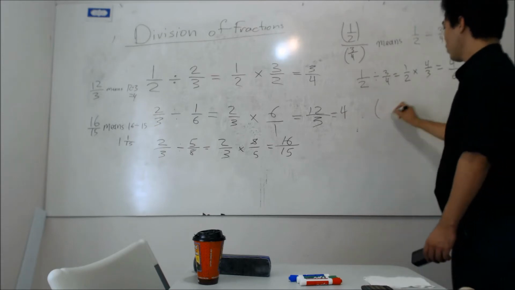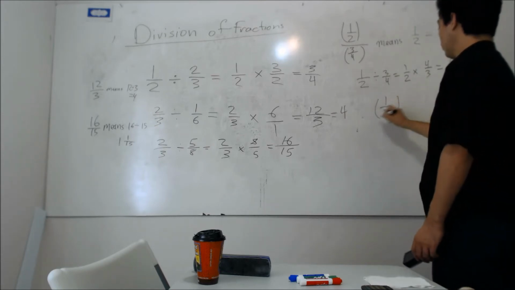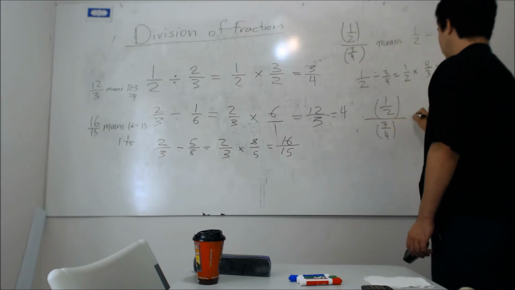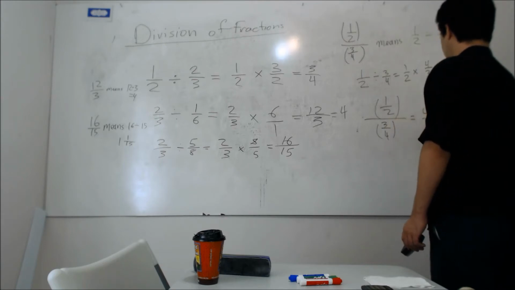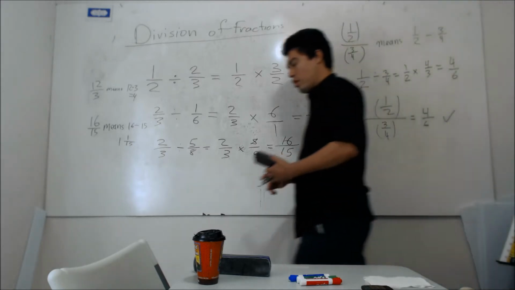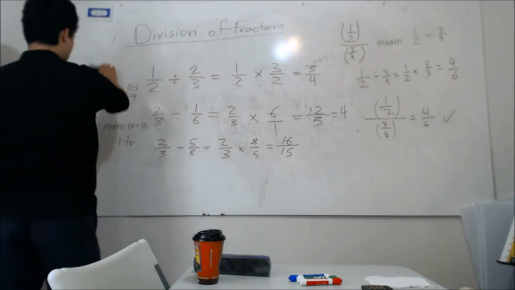And so here we know that 1 over 2 divided by 3 over 4 is equal to 4 over 6, like that. So now we have done division of fractions.